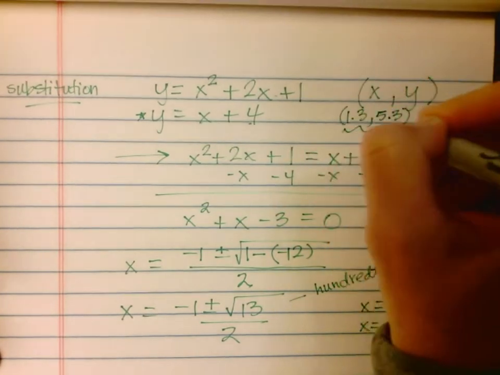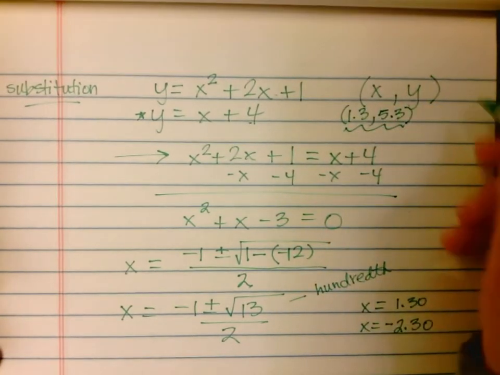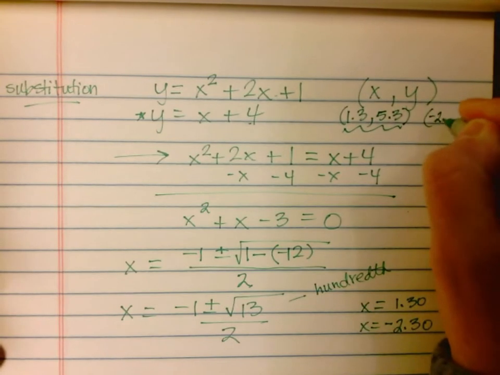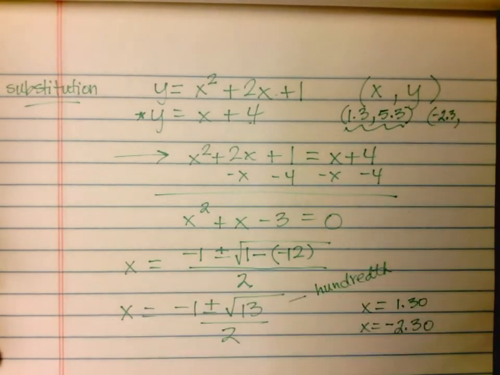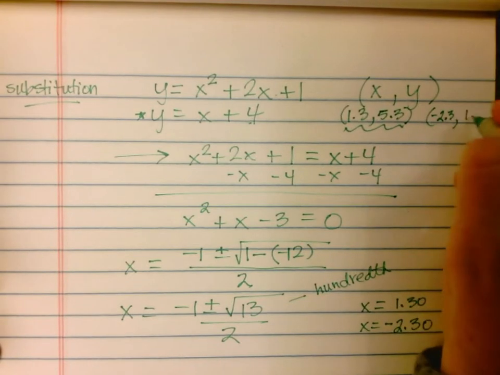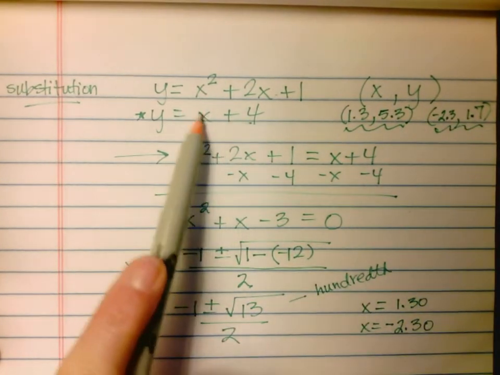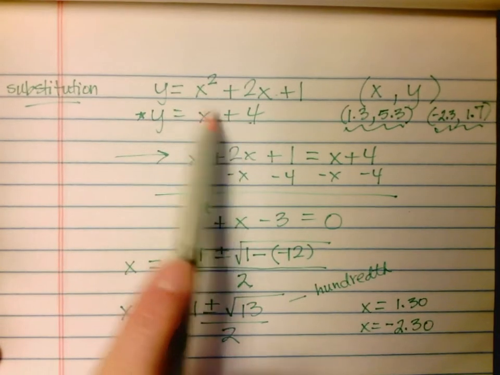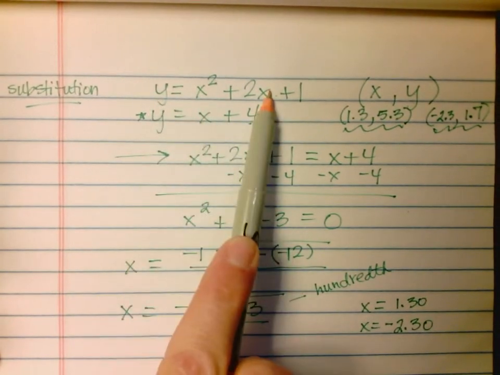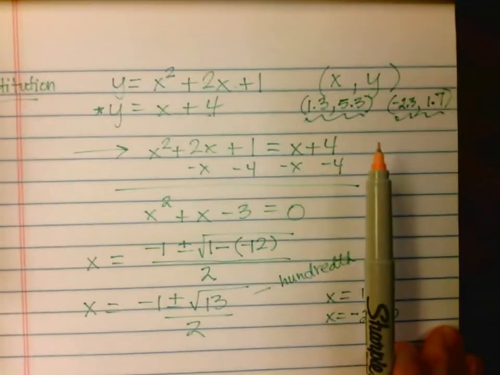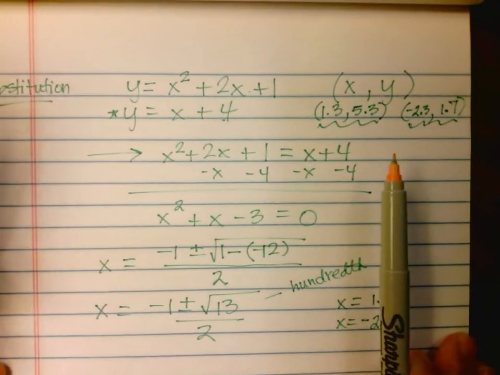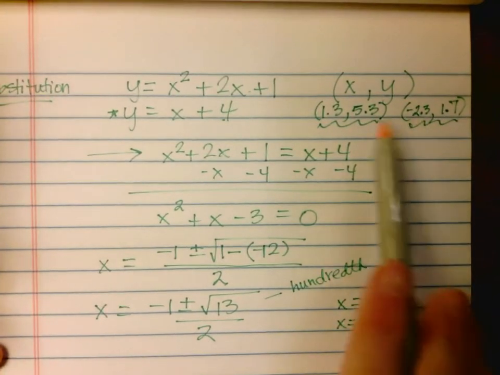So there's one solution to the system. And when x is negative 2.3, the y would be 1.7. So I have two solutions to this system. And the system is nonlinear because both equations are not linear. So in a nonlinear system, we can have more than one solution. In this case, we have two.